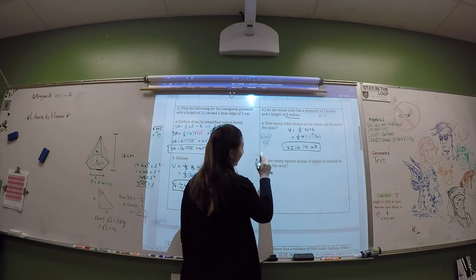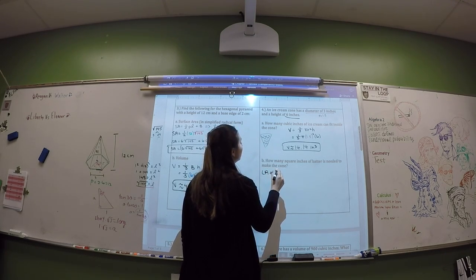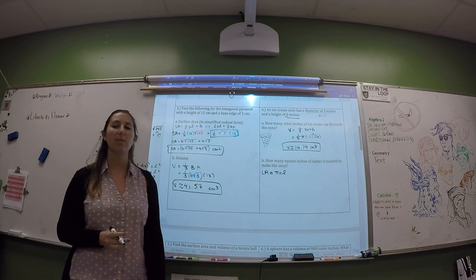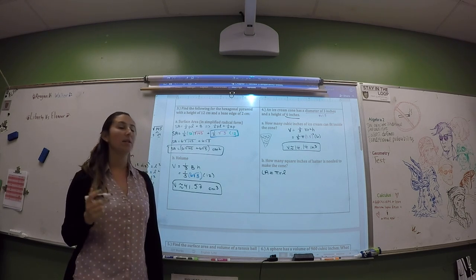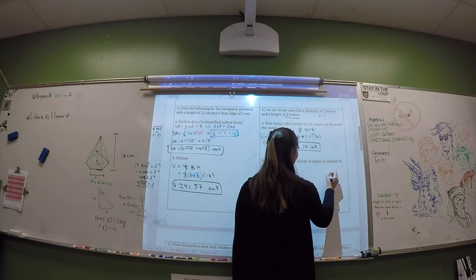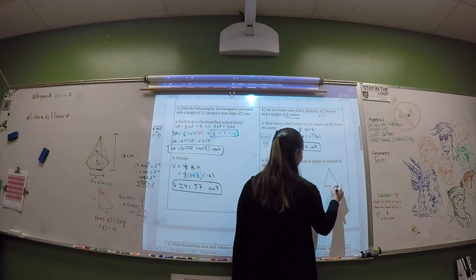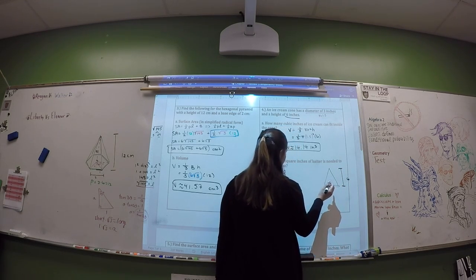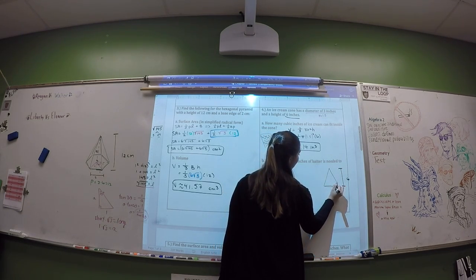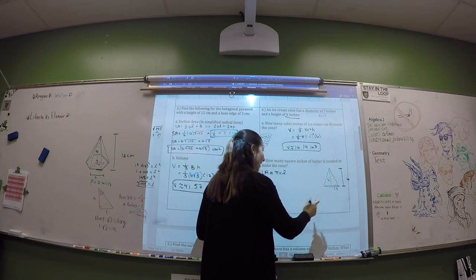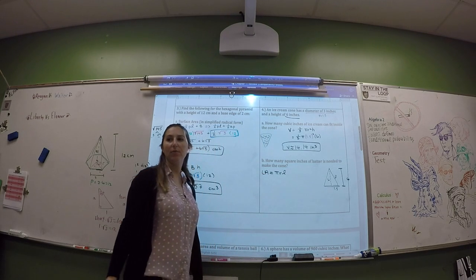So that's going to be pi r l, half the perimeter of the base times the slant height. Now they don't give us the slant height. So if this is my cone, we know the height was 6 and the radius is 1.5. So we'll have to find the slant height for this one.